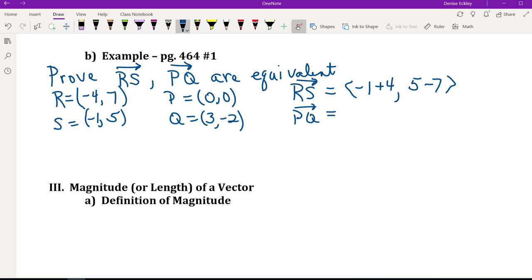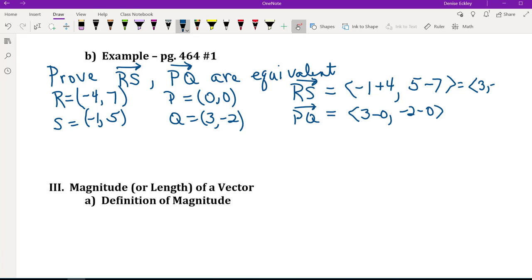We're going to take 3 minus 0 and -2 minus 0. Now the nice thing about this one is you didn't really have to do that because P was at the origin. So Q really represents the head minus tail. So RS is going to be 4, -2.